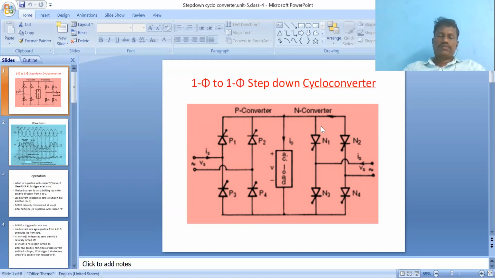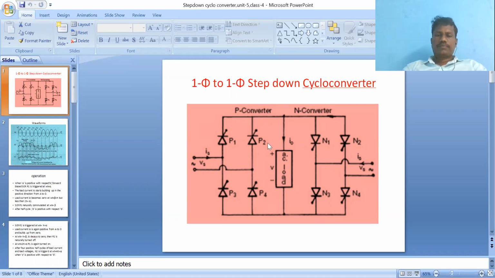I have taken f naught is equal to 1 by 4 into fs. For the completion of one cycle of input, we are getting output of 1/4 cycle, that is, 4 half cycles. So finally, one cycle of output is equal to 4 half cycles. So we are getting 1 by 4 times of the input frequency. Now how we get these operations and waveforms, we will discuss one by one. Let us take the circuit diagram.